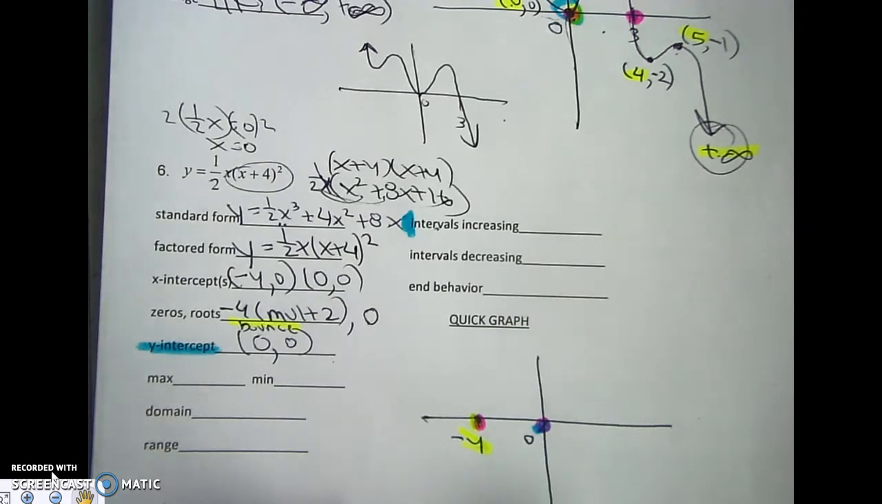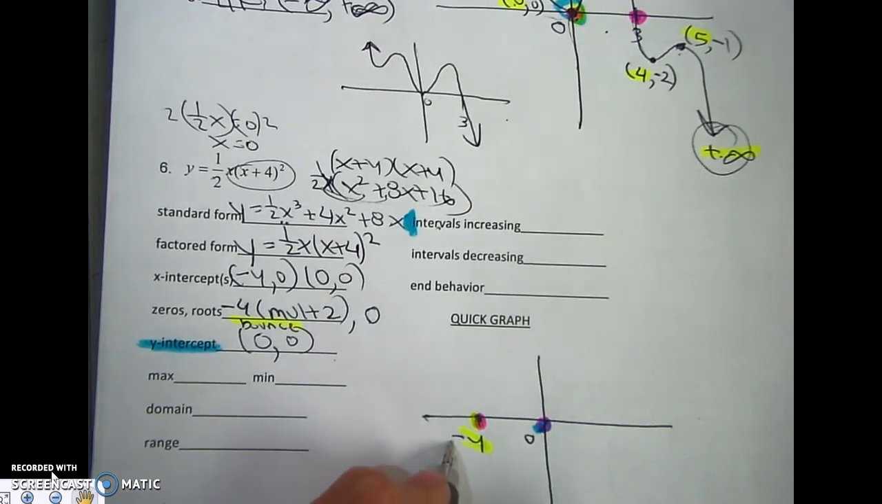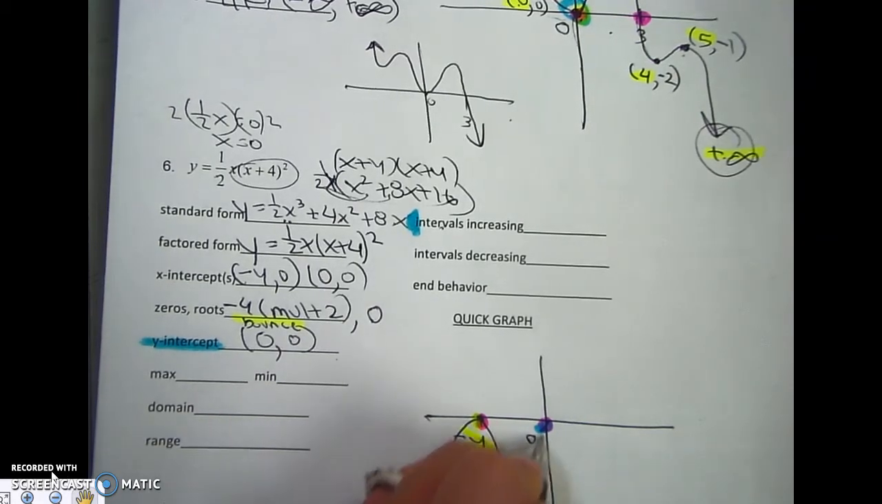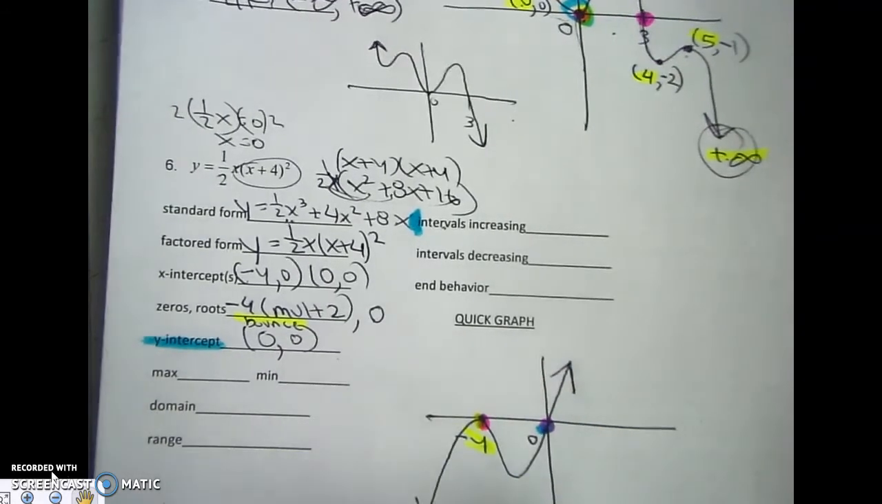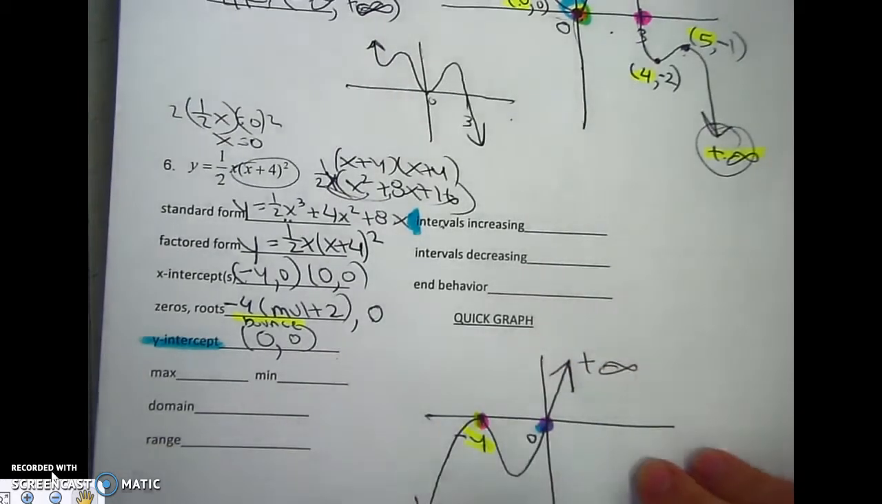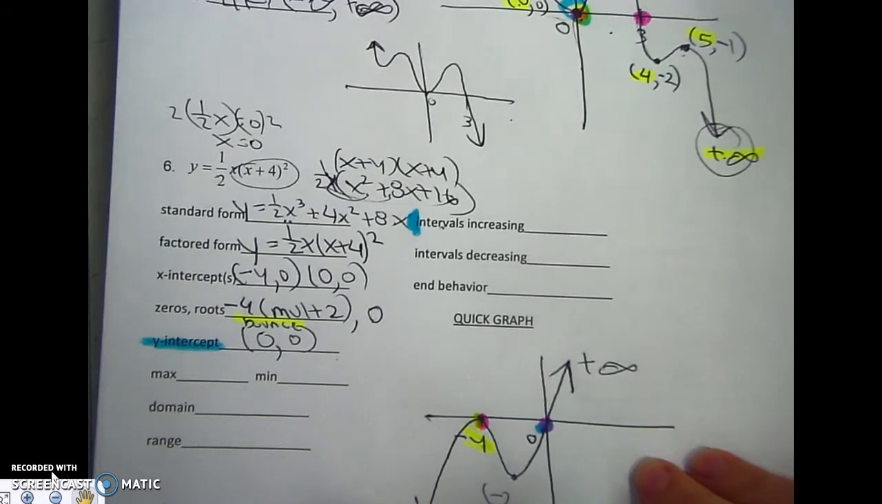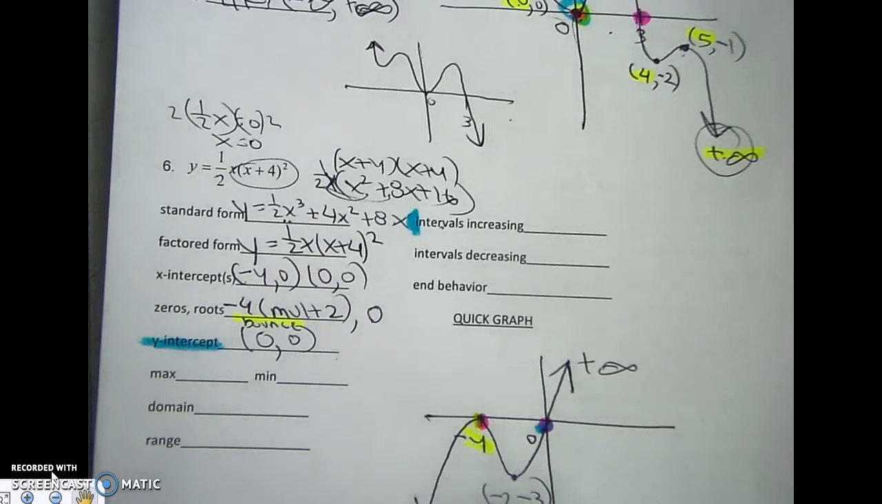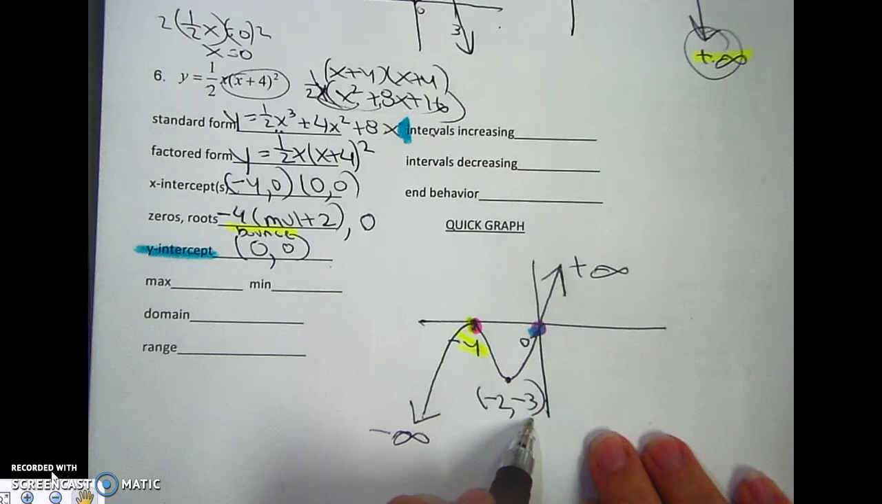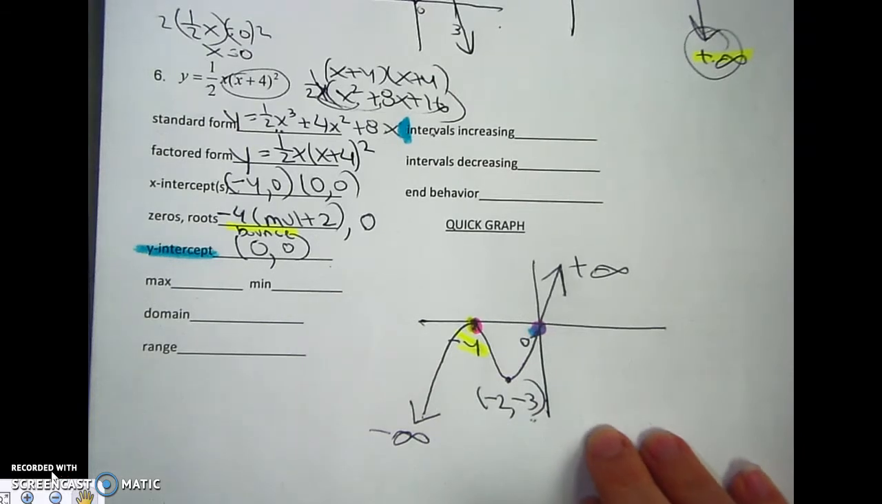So now I'm going to go here from the bottom, and it told me I have to bounce. I'm going to bounce. Then I got to go right back through in order to hit the 0. This is -infinity, positive infinity. I'm going to pretend this is the point -2, -3, because I feel like it. -2 is between 0 and -4. And it's below the x-axis, so that's what the -3 is.